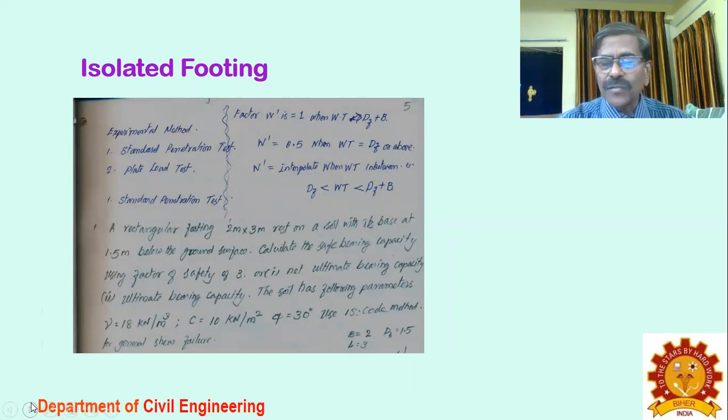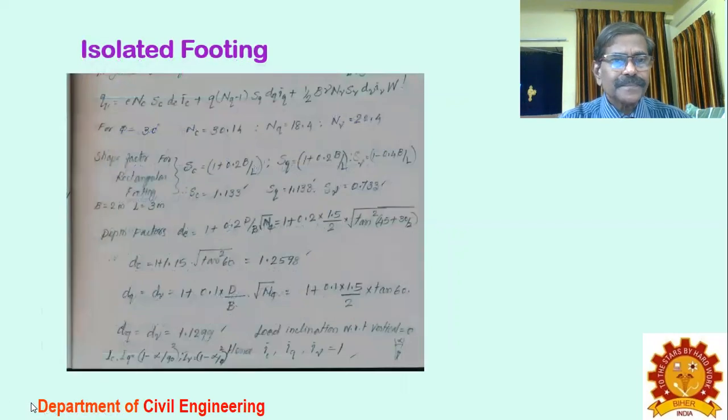And the general shear failure, if you assume the local shear failure is not there, you take the formula of the IS code of practice, whatever constants are given in the IS code: NC equal to 30.14, NQ is 18.4, N gamma 22.4. Then the shape factor for the rectangular footing you can account for, with B equal to 2 meters, L equal to 3 meters. Then the depth factor you can account for. Then you can calculate DC, DQ, and IC, IQ based on the depth factors.